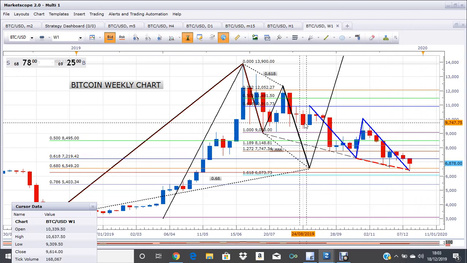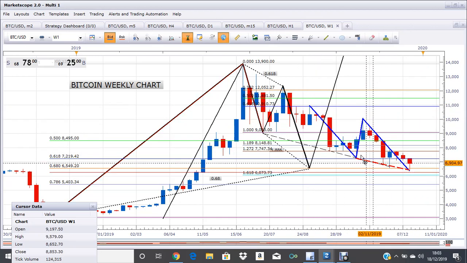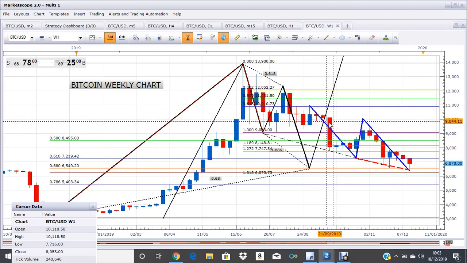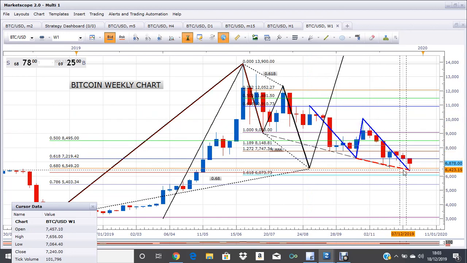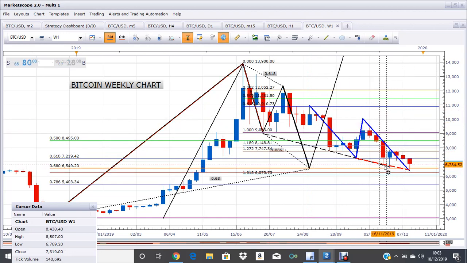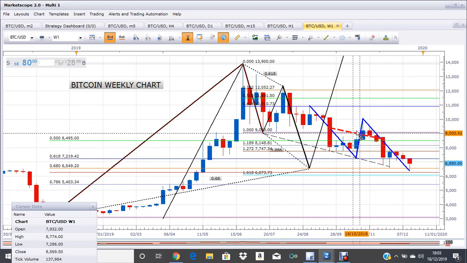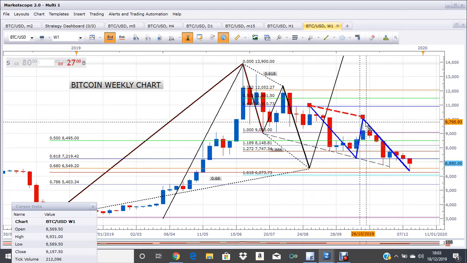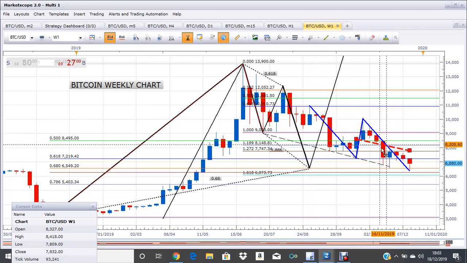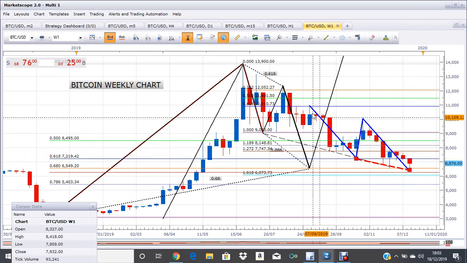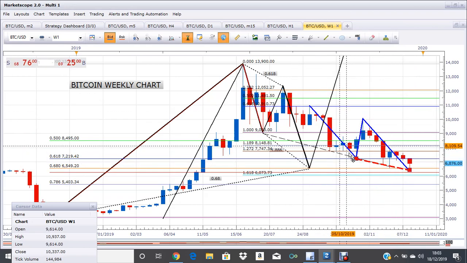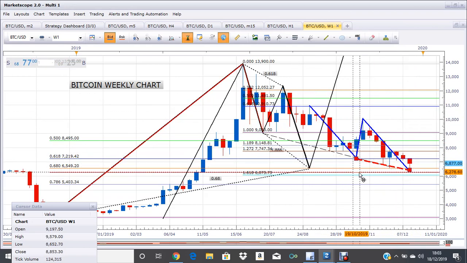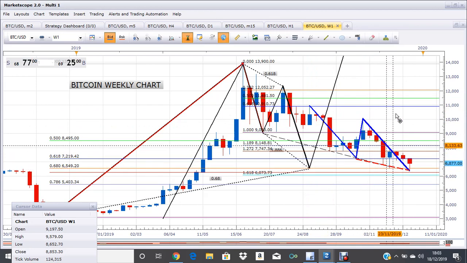What it's also done, if you notice this A, B, C, D in blue, it's completed this A, B, C, D perfectly, not only in time, but in price. If you look at the time between the high to the high, you clone that and project it from the low. That's the time between the low to the low. So we've got perfect time and price harmony on this ABCD pattern. So that's coming in.